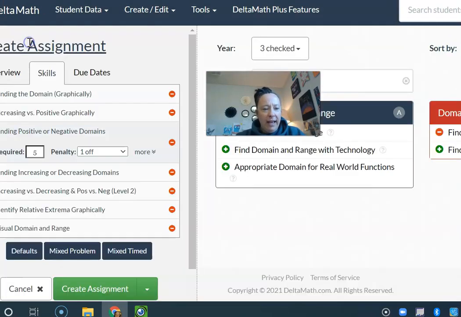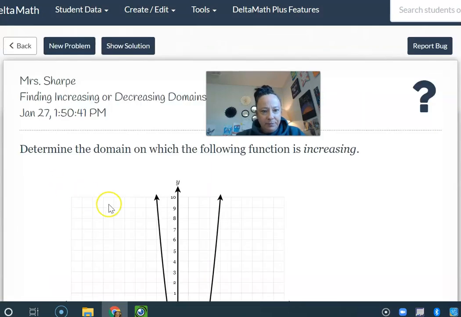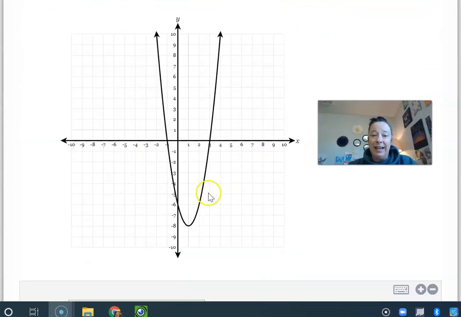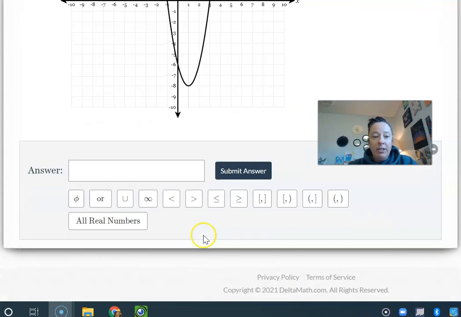I'm not sure that you're going to see any with the equal to's on it here, but I just wanted to show you that. All right, next, it says, what is the domain on which the following function is increasing? That just means where is it increasing, guys? This thing is increasing from this x value of 1 all the way to infinity.